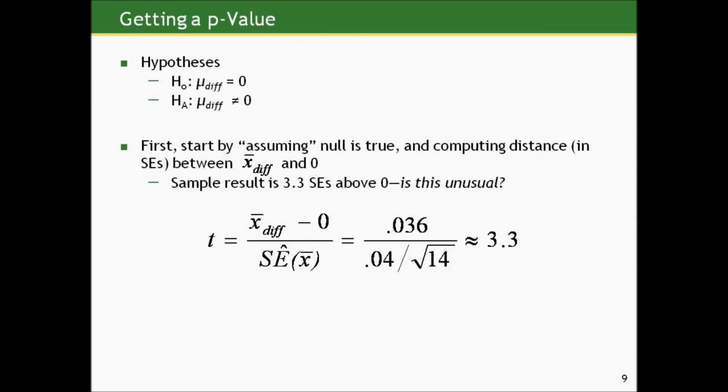So if we wanted to turn this into a p-value as well, how would we do that? Well, we'd start by specifying our alternative and our null. The null, of course, is that the true mean difference amongst all such men on the 2 different diets is 0, and the alternative being that it's not 0. And again, we start by assuming the null is true and computing the distance in standard errors between our observed mean difference and 0. And if we measure this out, we get a result that was 3.3 standard errors above 0. So is that unusual or not?